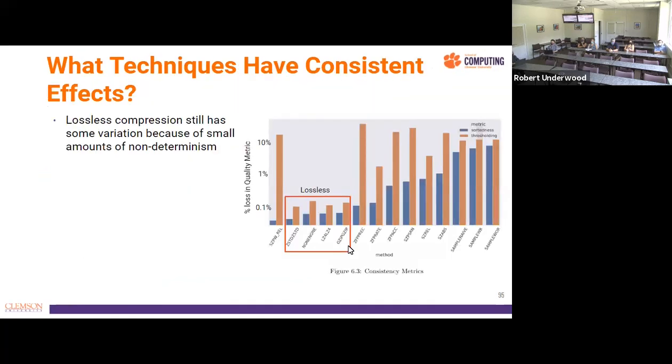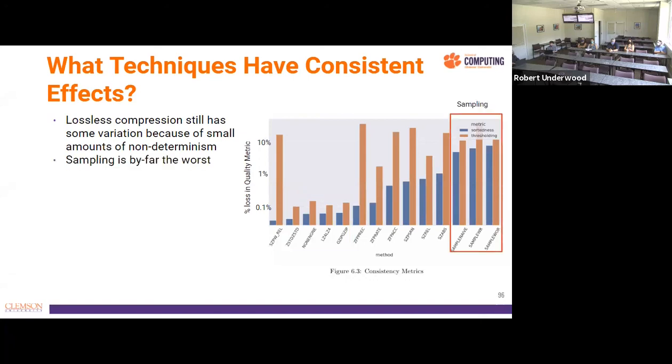So now I have plotted two sets of bar graphs that look at the inconsistent effects and the thresholding metrics. In the box that's currently highlighted, we have the lossless methods. What's interesting to note here is that for a certain percent loss in the quality metric, even the lossless methods show some deviation. The reason that this occurs is because machine learning and artificial intelligence methods are non-deterministic. There's going to be some inherent variation from run to run. And because of that, we see some variance in these quality metrics that we've described.